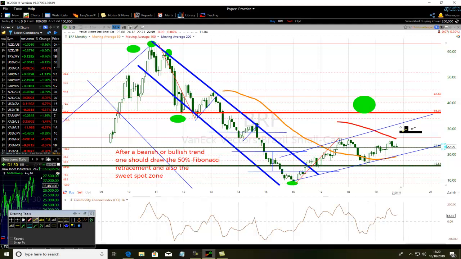First minimum target is the 138.2% extension of this one, and 150. I like that 150. If it touches the sweet spot zone like that, I prefer the 150% Fibonacci extension level of this one. So they are watching all this.